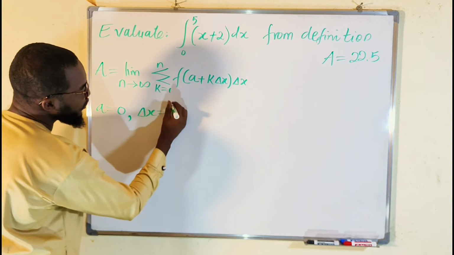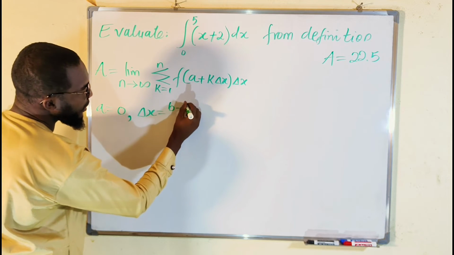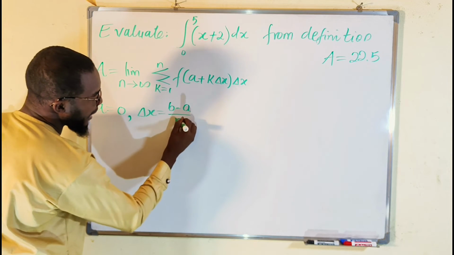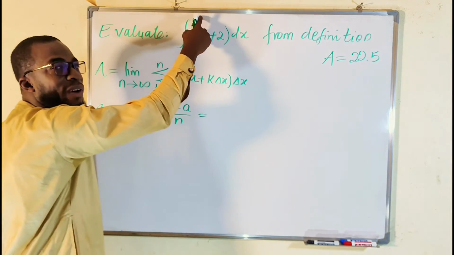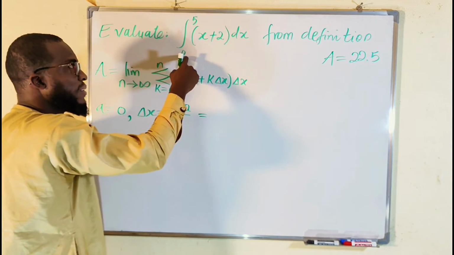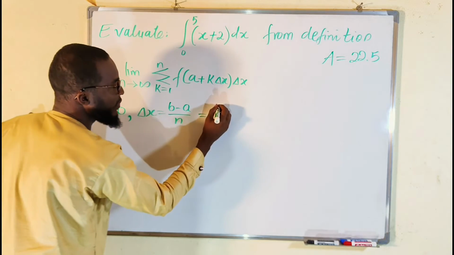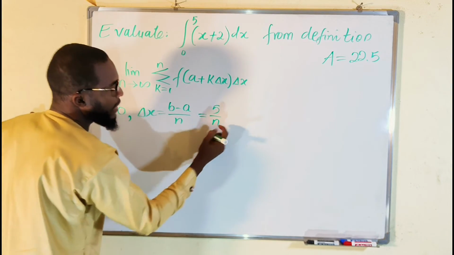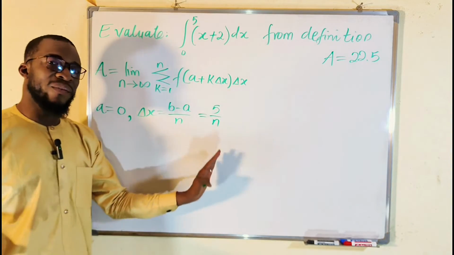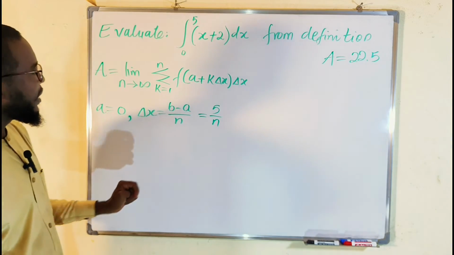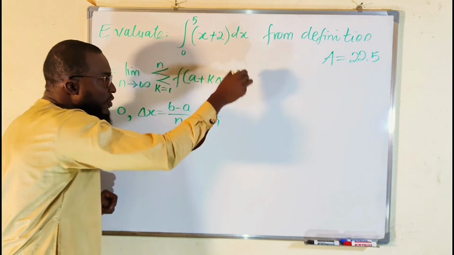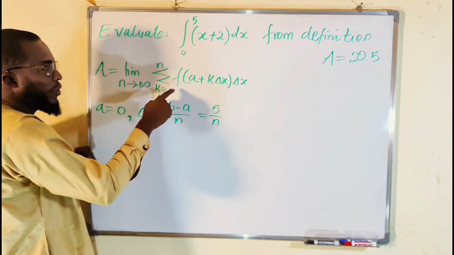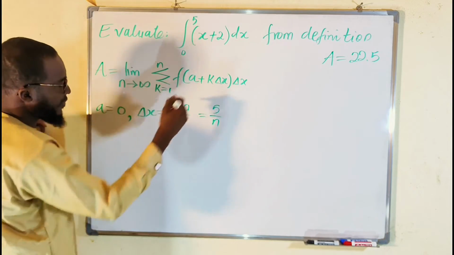So let us find, we know that a is the lower limit, which is 0, and dx is equal to b, the upper limit, minus the lower limit a, divided by n. b is the upper limit 5, a is the lower limit 0, so 5 minus 0 is 5, divided by n. So dx is 5 divided by n. So let us plug them back here. But I would like to simplify the summation first before taking the limit. So allow me to simplify this first.